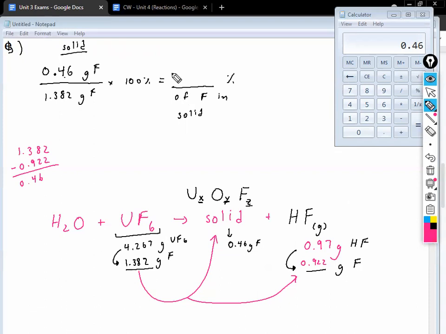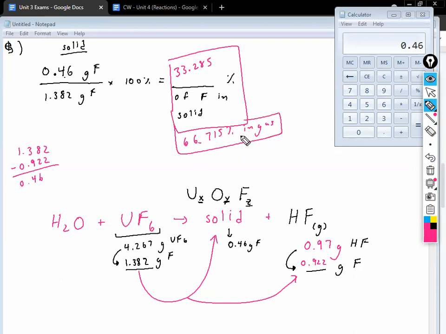All right, guys. If you're finishing up the second percentage, that's totally cool. But you should have ended up with about 33.285, something close to that. About one third of the fluorine ended up in the solid. And then obviously that means about two thirds, which is 66.715%, ended up in the gas. So most of the fluorine ended up in the gas, not the solid. And this is going to be your final answer for part B. 33% of the fluorine went to the solid, and 66% went to the gas. And that's it for part B. Any questions about that?